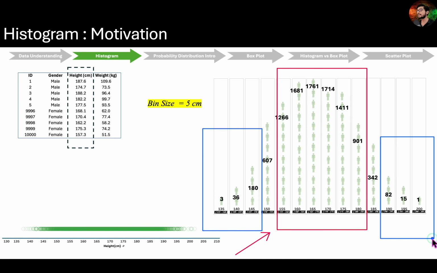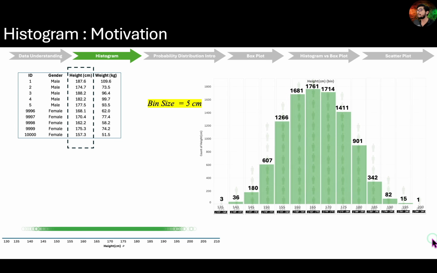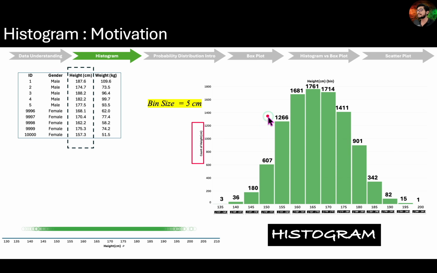If we count the number of individuals in each bin and represent those counts using a bar plot, the resultant plot is known as a histogram. In this plot, the height of each bar corresponds to the frequency of individuals within that bin. In other words, the y-axis represents the number of people in each bin.